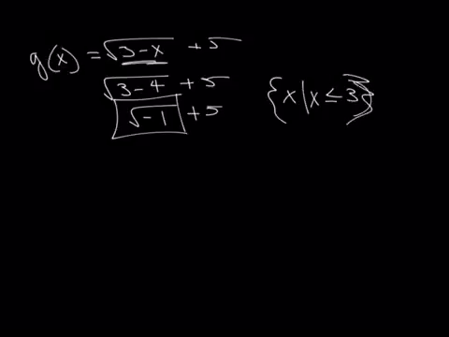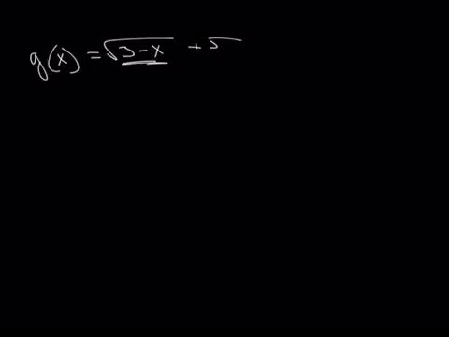Because if it's a number bigger than 3, it's going to make what's under the radical a negative number. You could also write it as negative infinity up to and including 3. But it can't be bigger than 3, but it can be 3. So that's why I have the boxed parenthesis here to show that it can be 3, that I'm going to include it. Okay, so that takes us to C.